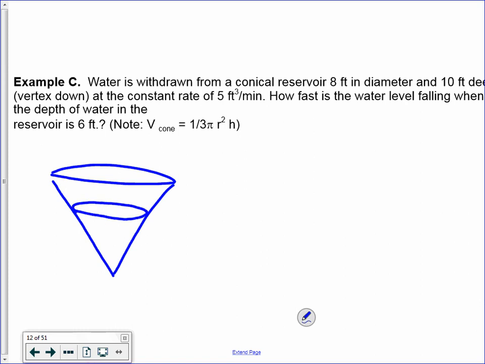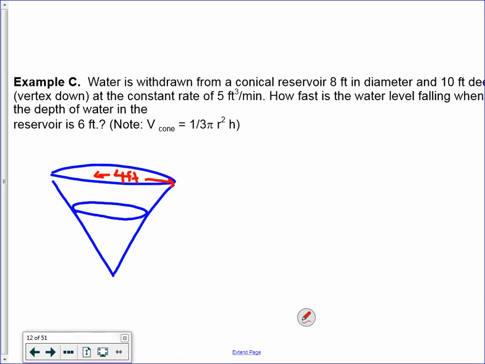Now the actual reservoir has an 8-foot diameter. I'm not going to use the 8 feet. What am I going to use? The diameter is 8 feet, so it's 4 feet for the radius, right? That doesn't change. The actual container dimensions don't change. And it's 10 feet deep.